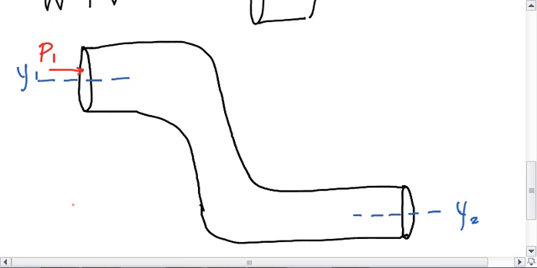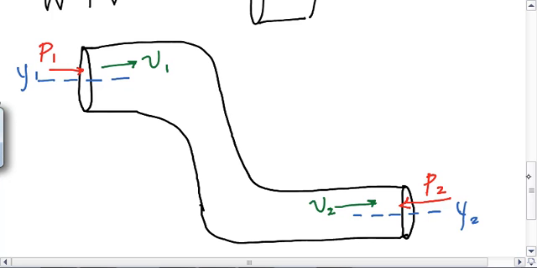But if it's open to the atmosphere, that's the best way to think about it for right now. And then down here, it's open to the atmosphere too, but it pushes back on it. So I'm going to call that one P2. And again, my pipe is full of a non-compressible fluid, and that non-compressible fluid has a speed of V1 up here and a speed of V2 down here.